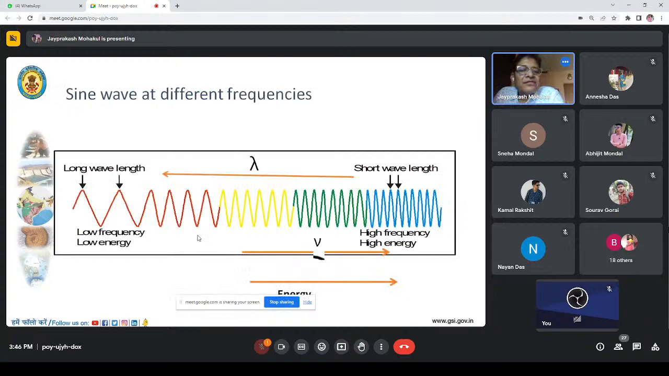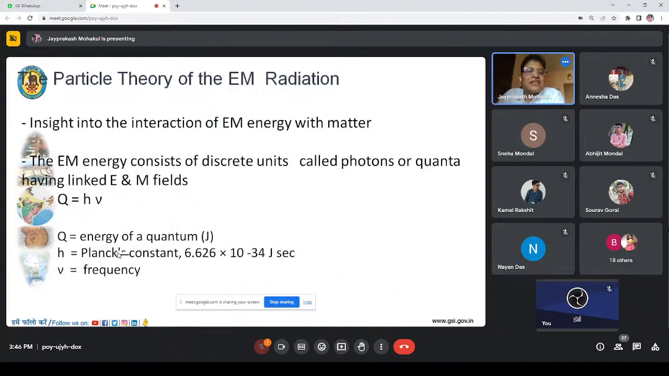Now short wavelengths are high frequency or high energy. That is, as we discussed, the lower end of the electromagnetic spectrum, particularly the ultraviolet, gamma, X-ray, they are all short wavelength, high frequency, and high energy. Whereas the radio, microwave, they are all long wavelength, low frequency, and low energy, right? So higher the wavelength, lower is the energy level in the EMR, right?